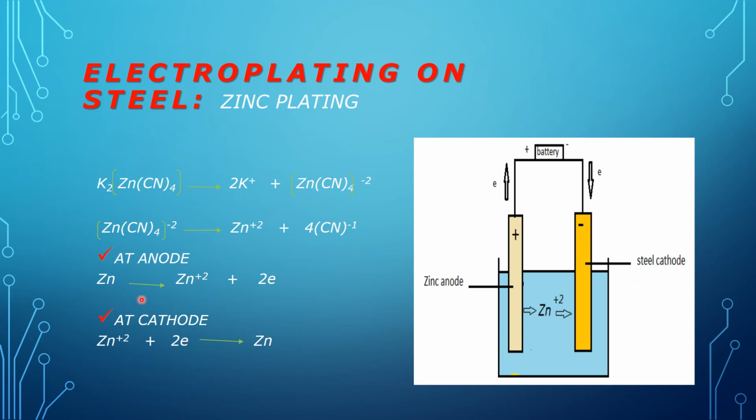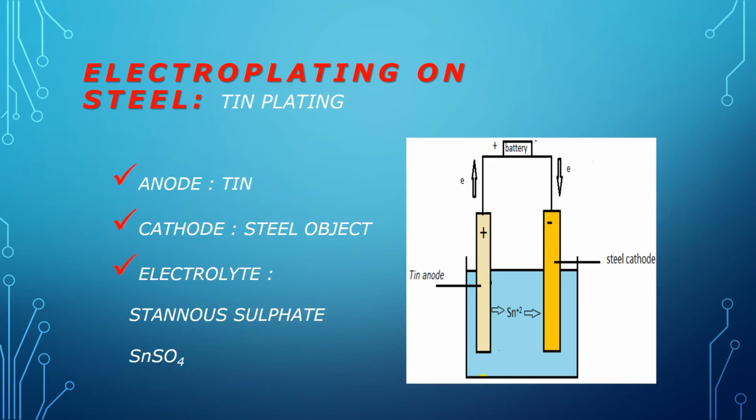Zinc is converting into zinc ions by losing 2 electrons. Now this zinc is present as electrolyte in the form of ions. This zinc ion will then gain 2 electrons at cathode and change into zinc metal, which will be deposited at cathode. This is the entire process of zinc plating.